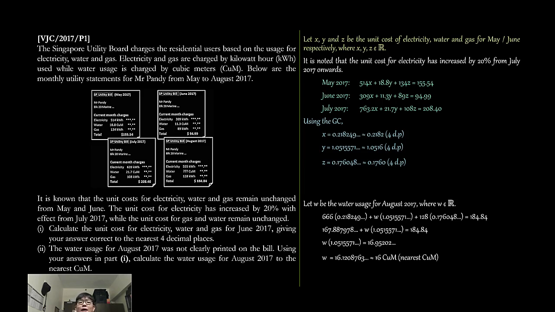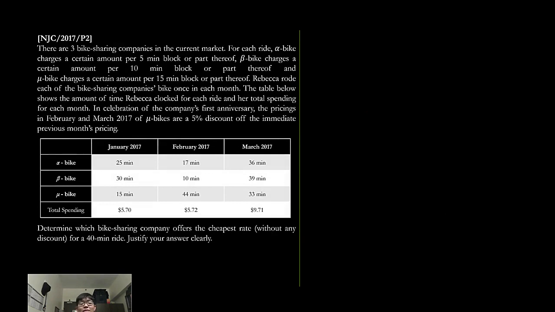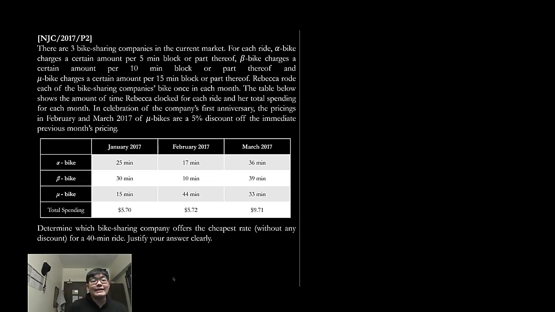Let's take a look at one final question, which is considered a more advanced question. This question is from the National Junior College, and it says that there are 3 different bike sharing companies. One is Alpha Bike, which charges a certain amount per 5-minute block or part thereof. Then there is Beta Bike, which charges based on 10-minute block or part thereof. And then there's Mu Bike, which charges based on 50-minute block.